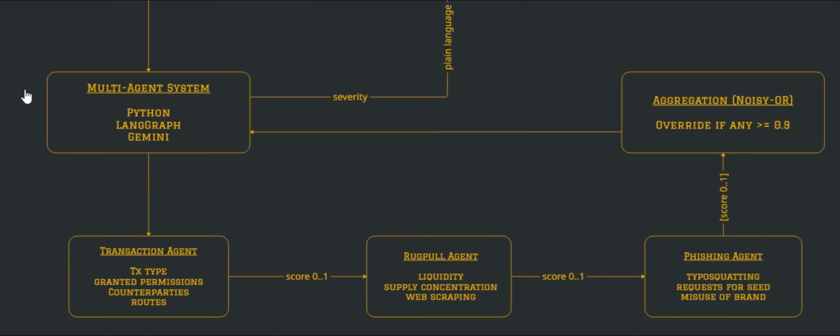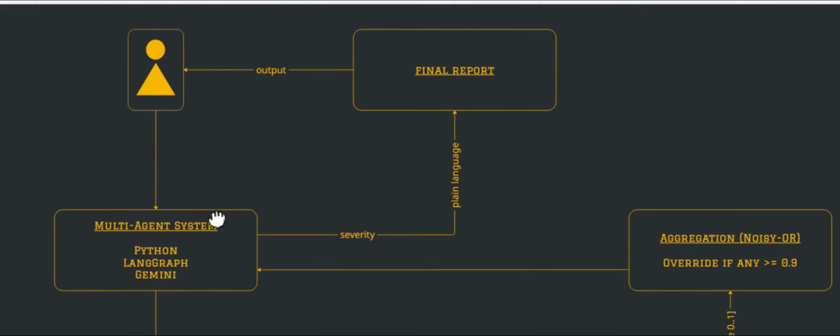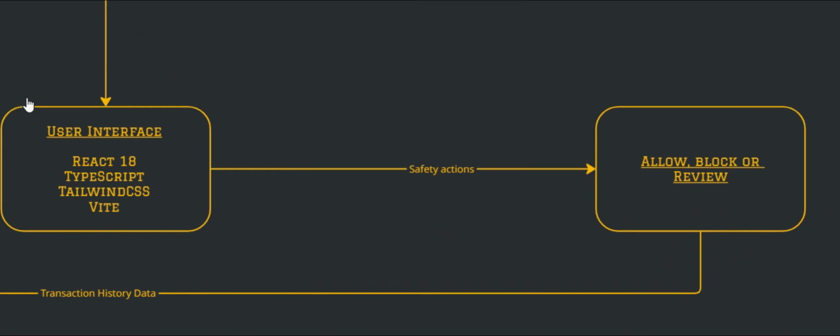We always run the three agents: transaction, rug pull, and phishing, because the supervisor alone doesn't have the tools. Each agent returns a score from 0 to 1. We aggregate with a noisy-OR to keep high signals, and we have an override if any agent comes back with more than a 0.9 score. The final result is forced to high. The system also produces a plain language explanation per agent, so the user knows why it was flagged.